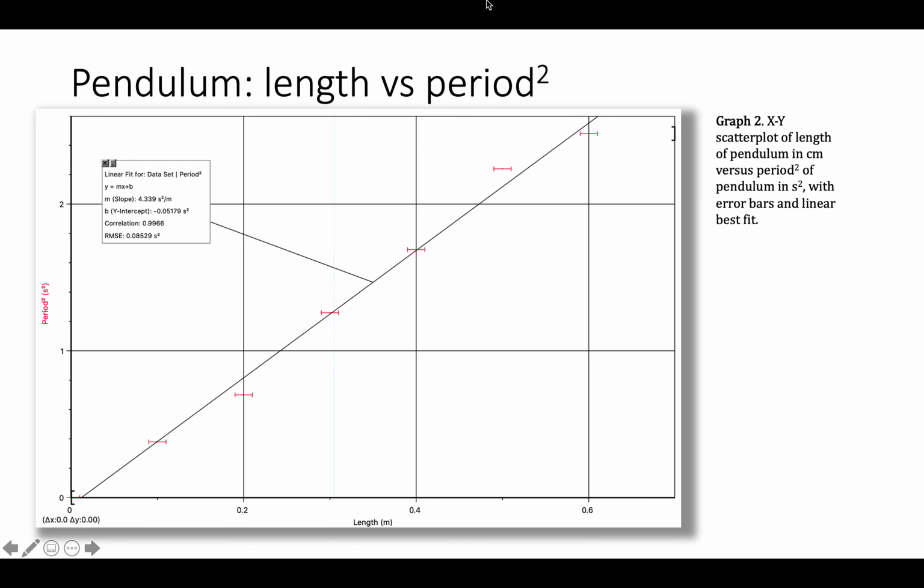We have the information that LoggerPro gives us. It tells us it's a linear fit, it tells us the equation of a straight line in its own version, it tells us the slope, and it tells us the y-intercept. Notice the y-intercept is relatively small. It's still there, this is real world data, but it's relatively small. The correlation and RMSE, root mean square error, etc., are there to see how good a fit this is, but I'm not going to be explaining them in this video. The important point is the slope, m, 4.339 seconds squared per meter, which, as we have previously seen, is going to be related to pi and the gravitational field strength.